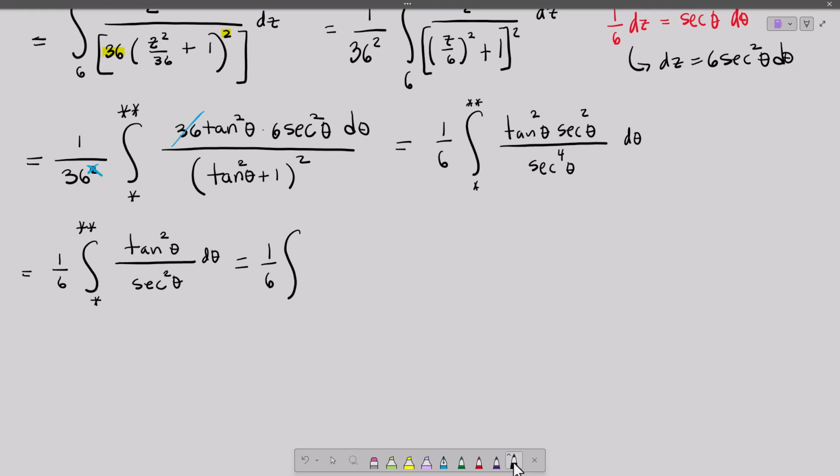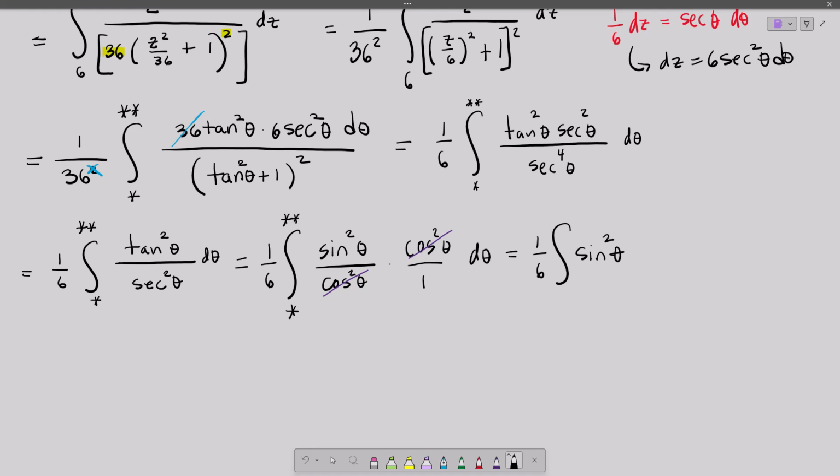So let's go to sines and cosines. If you turn your tangent squared into sine squared over cosine squared, and you turn your secant squared into cosine squared in the numerator, right? Then the cosine squareds will cancel, and we're going to be left with the integral of sine squared. And, oh, power reduction again. Gee, no wonder we need to memorize those ones.